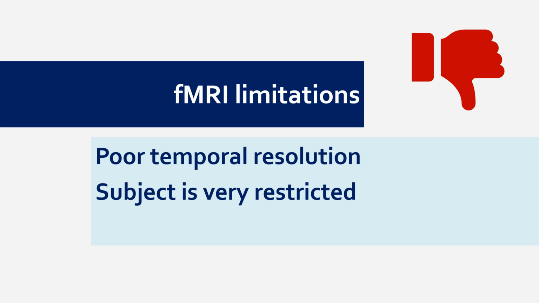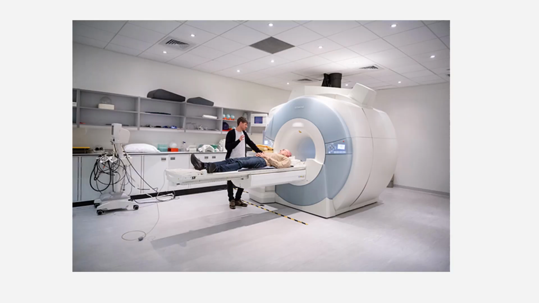The subject then is very restricted when undergoing the scan, and the environment in which they're undergoing that scan can be very aversive. This is a picture of a typical fMRI scanner. Many of you may have been in one of these scanning machines yourself, and you'll know that you get slid in to that circular structure there, which is where the magnet rotates around the patient.